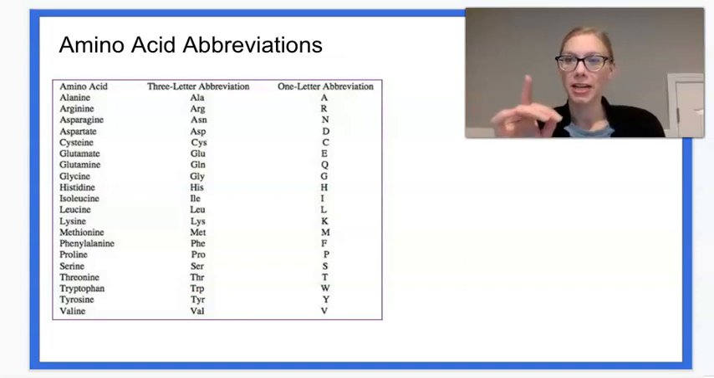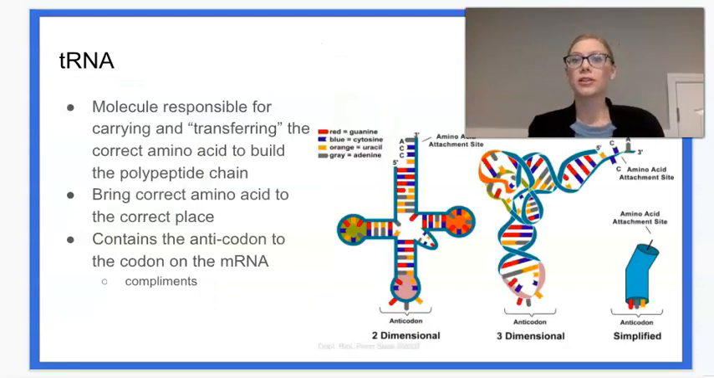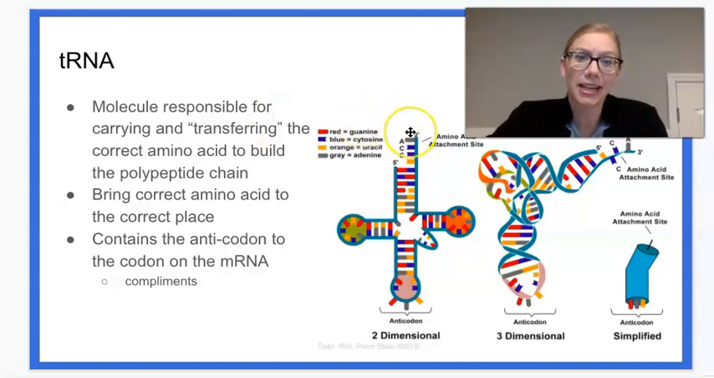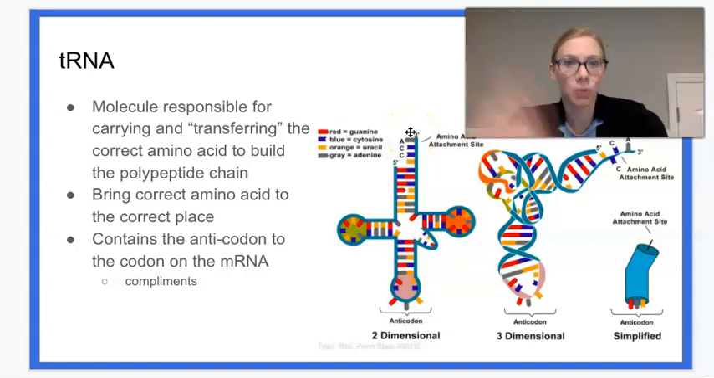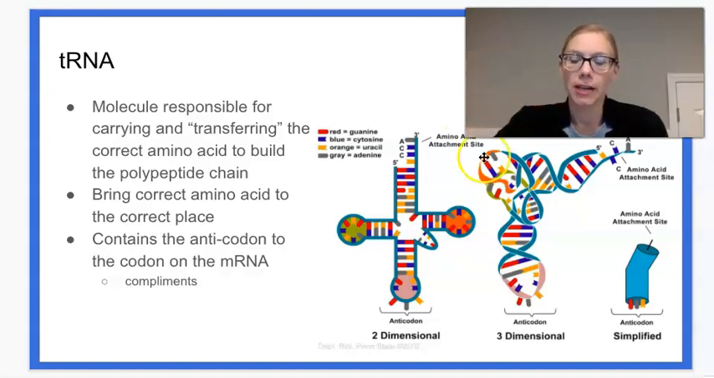All right, we initiated, we are elongating sort of, but how do we do that? Well, we need a molecule called tRNA. tRNA is the molecule responsible for carrying and transferring the correct amino acid to build that polypeptide chain. Basically, it brings the amino acid to the ribosome that matches the mRNA so we can build the polypeptide chain, okay? Most of the time we see tRNA molecules drawn kind of like this.